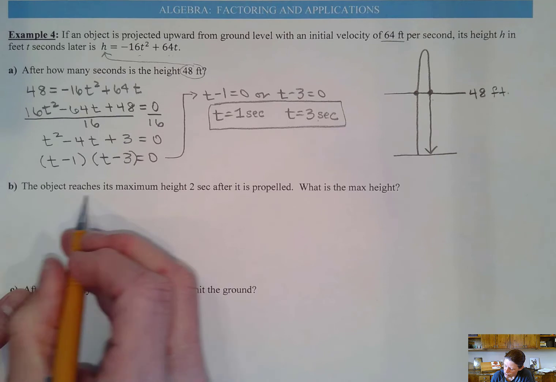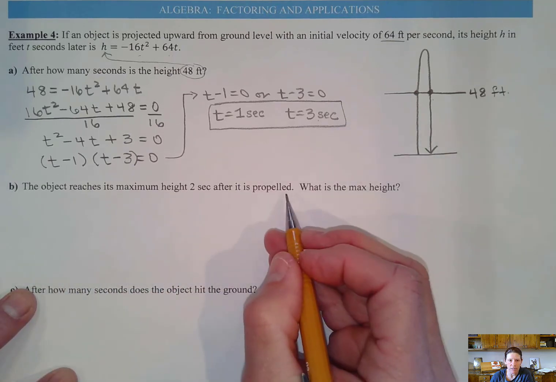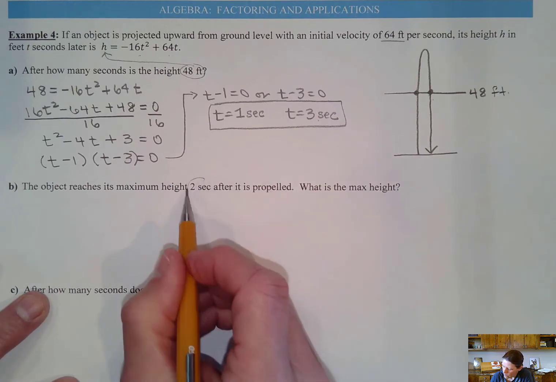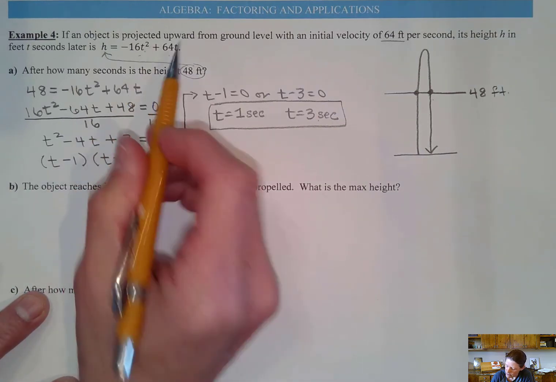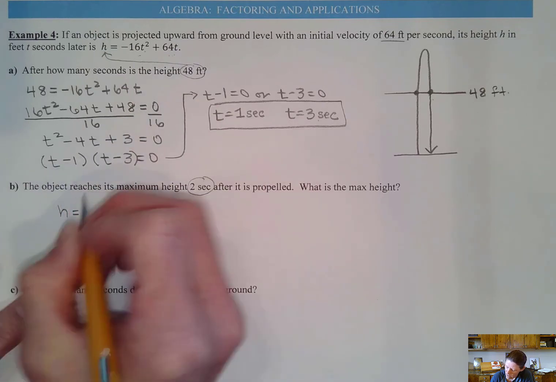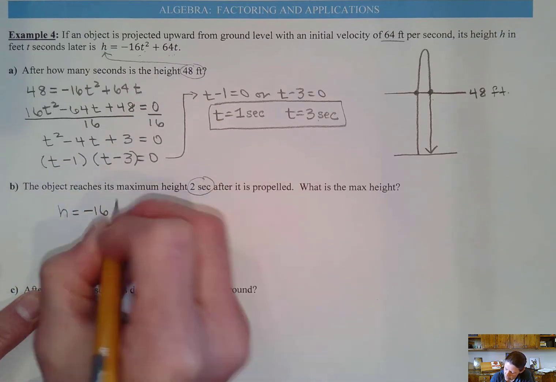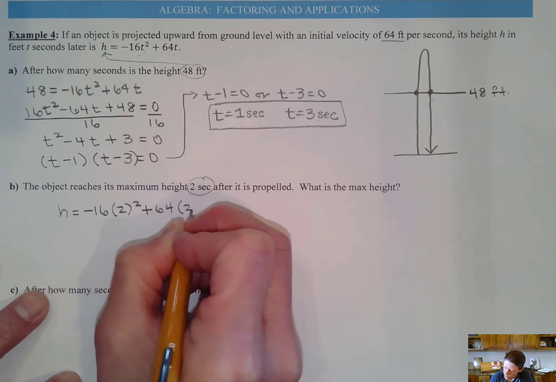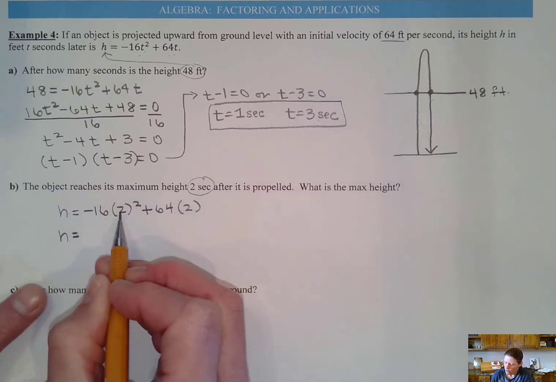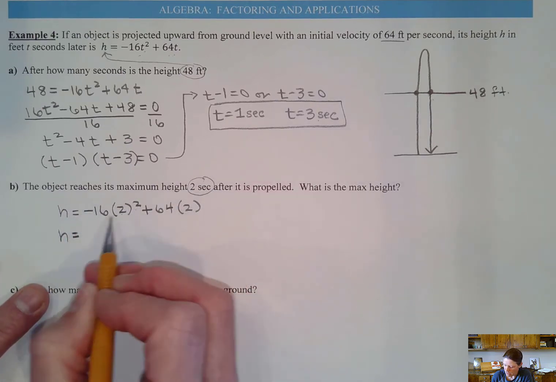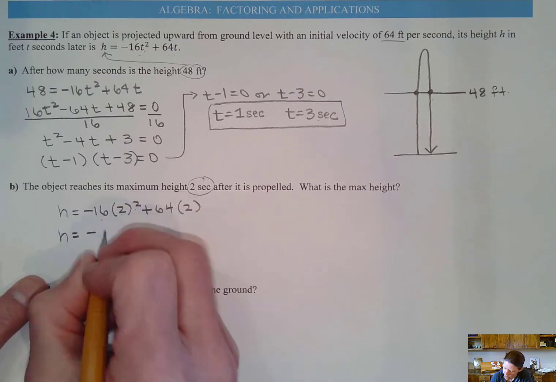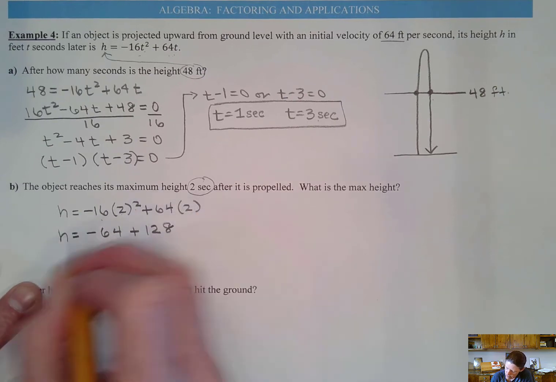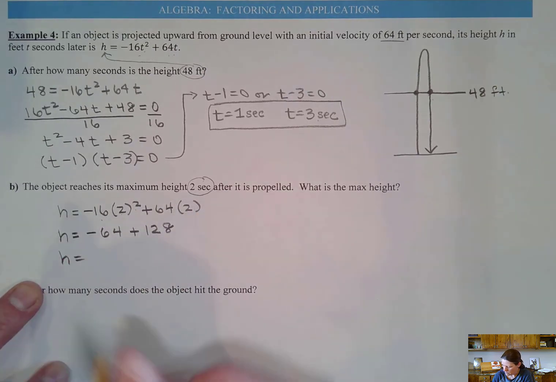Part B, the object reaches its maximum height 2 seconds after it is projected up into the air. What is the maximum height? Well, 2 seconds is time, and so we're going to substitute that for t. h is equal to -16 times 2 squared plus 64 times 2. And calculating here, 2 squared is 4, times -16 is -64. 64 times 2 is 128, and 128 minus 64 is 64.